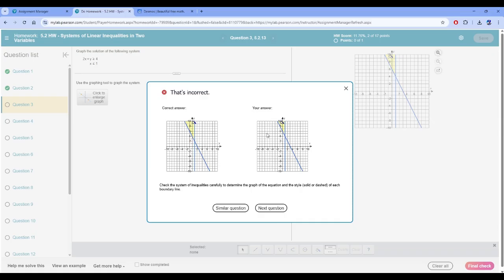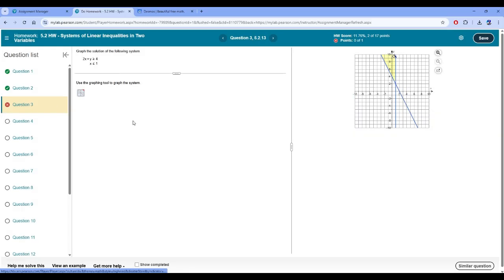Oh, I think I missed it. The correct answer is (4, 0). I put it over there. Oh, that was my mistake. I could have done that. Alright, so let's do a similar question. Let me just prove this.